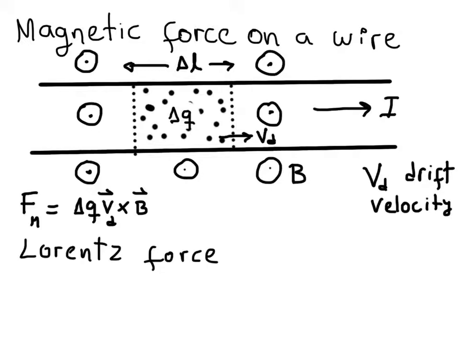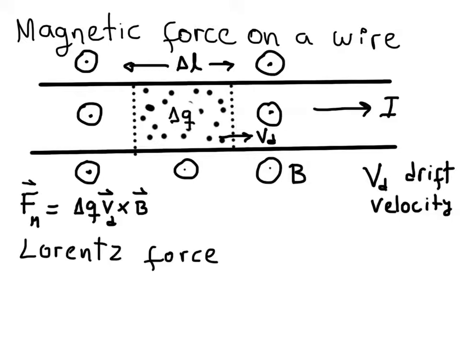It's called the Lorentz force, and the equation for the force is that the magnetic force is delta Q times the velocity, which in this case is the drift velocity, cross product with the magnetic field. This is called the Lorentz force.